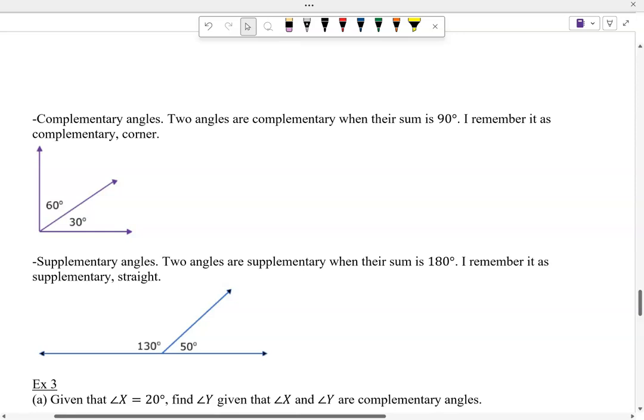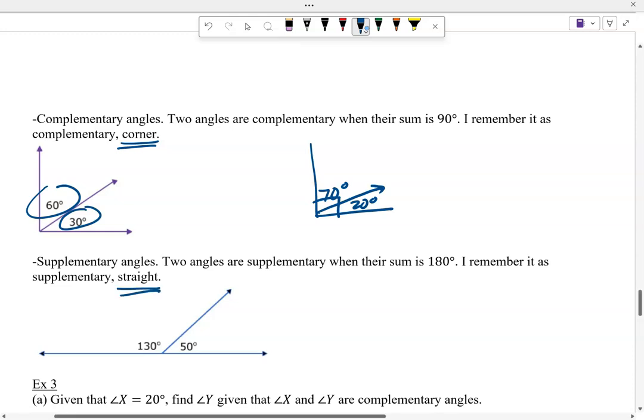Complementary angles are two angles that add up to 90 degrees. See how 30 degrees and 60 degrees add up to 90 degrees? So when I hear complementary, I think corner. They're going to make up a corner. Like if I know this is 20 degrees and the other angle is complementary, then that's got to be 70 degrees because they make up 90 degrees together.